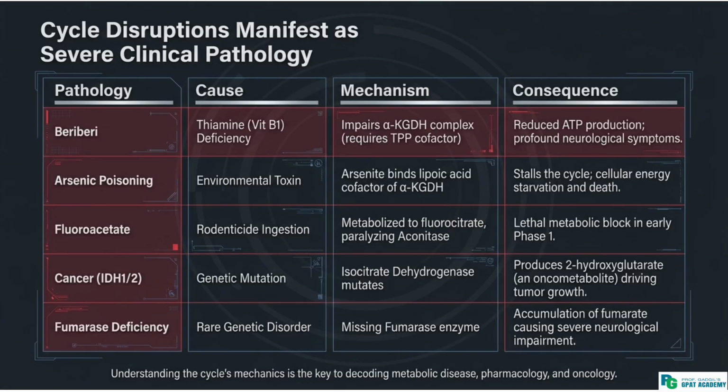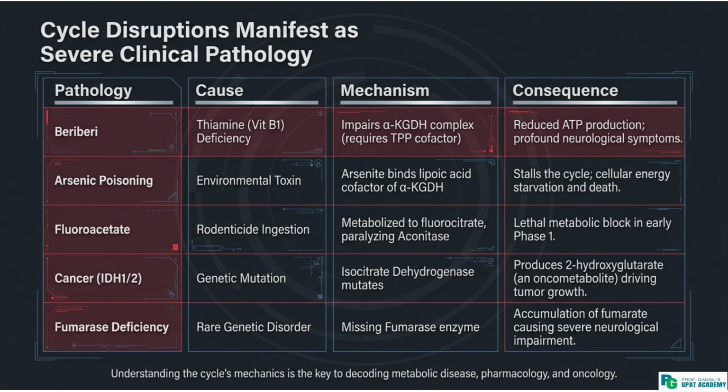Now we will discuss the clinical and pharmacological relevance. Understanding the Krebs cycle is fundamental to grasping many disease states and drug actions. First is the beriberi. Thiamine or the vitamin B1 deficiency impairs the alpha ketoglutarate dehydrogenase complex, which requires TPP, leading to reduced ATP production and neurological symptoms.